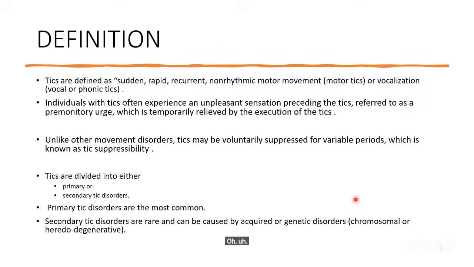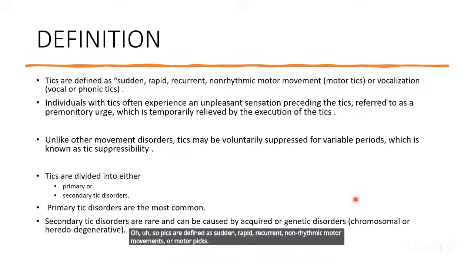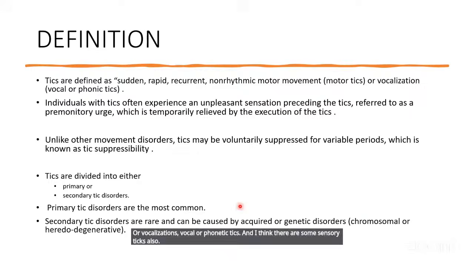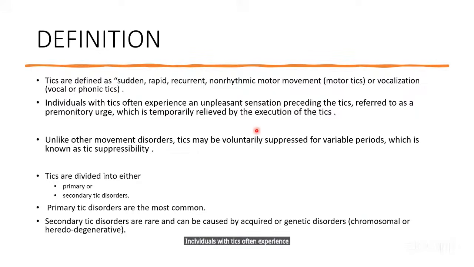So tics are defined as sudden, rapid, recurrent, non-rhythmic motor movements, or motor tics, or vocalizations, vocal or phonetic tics. And I think there are some sensory tics also. Individuals with tics often experience an unpleasant sensation preceding the tics, referred to as premonitory urge, which is temporarily relieved by execution of the tics. Unlike other movement disorders, tics can be voluntarily suppressible for variable periods, which is known as tic suppressibility.